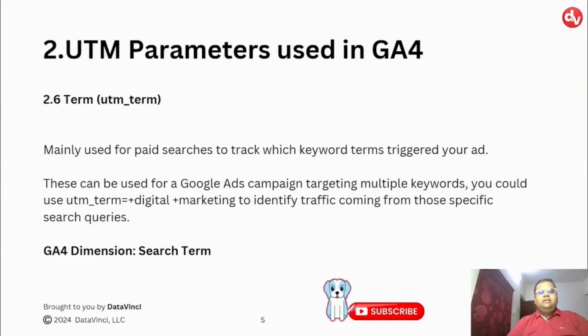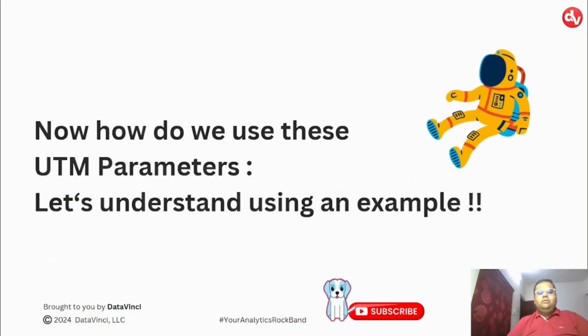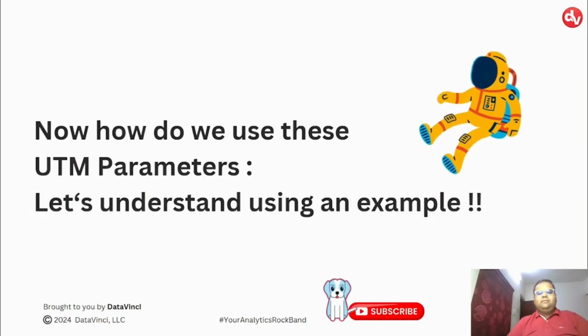And finally, the parameter that we use is term. It is mainly used for paid searches to track which keyword terms triggered your ad. This can be used for a Google Ads campaign targeting multiple keywords. You could use utm_term equal to digital_marketing to identify traffic coming from those specific search queries. The GA4 dimension would be search term. Now, how do we use these UTM parameters? Let's understand using an example.